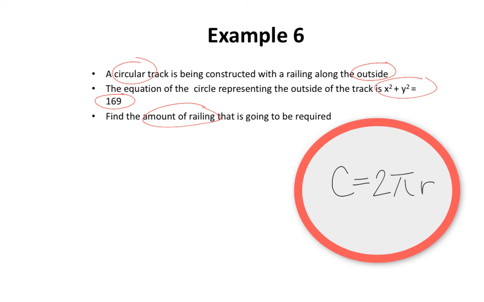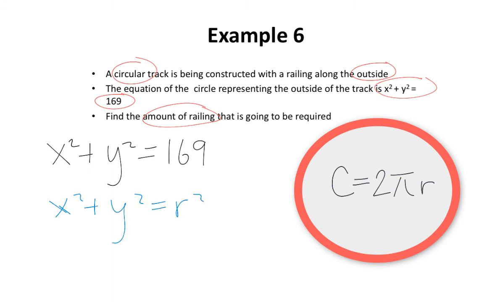Let's write down the equation of the circle, which is given. That is x squared plus y squared equals 169. If you remember, the general equation of a circle is x squared plus y squared equals r squared. These terms are equal to one another, including 169 and r squared. So we have r squared equals 169. To get rid of the exponent of 2, you square root both sides, which gives you 13. So the radius is 13.